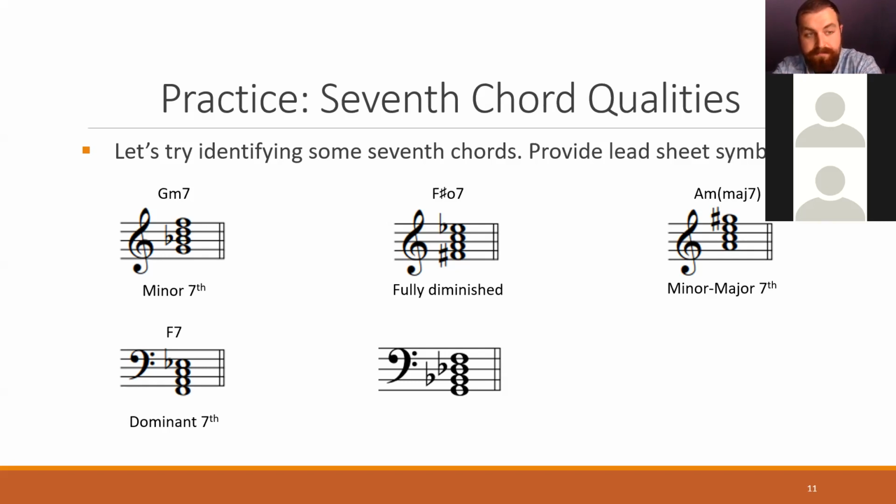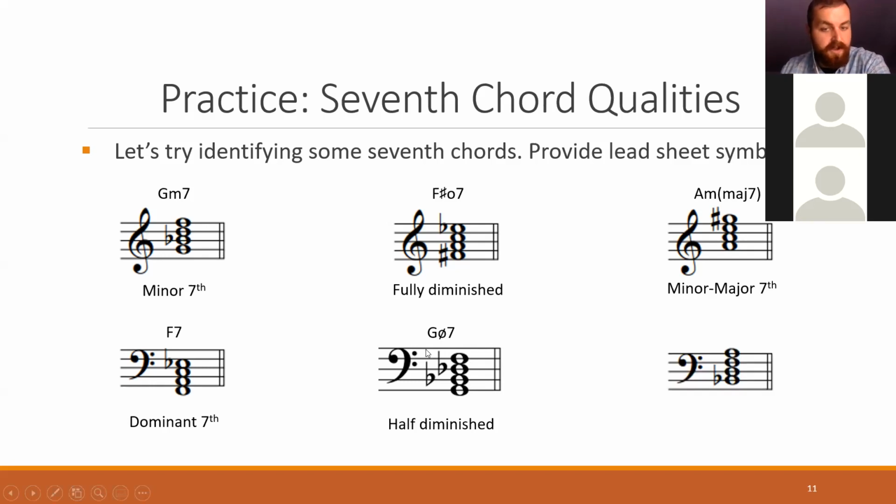Any guesses on this one? I didn't give us much time, but what do we think? G, B flat, D flat, and F. What do we got? I see half diminished. Other guesses? Other half diminished. G, B flat, and D flat is a diminished triad. G up to F is a minor seventh. Diminished triad plus minor seventh. Half diminished. We use a little lowercase o with the slash through it. Every time I type that, I have to just Google it and copy and paste it. If you're writing it, it's a piece of cake.